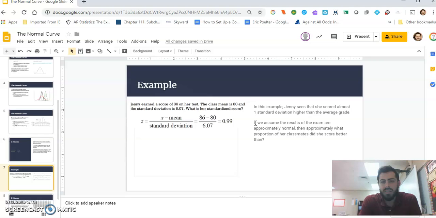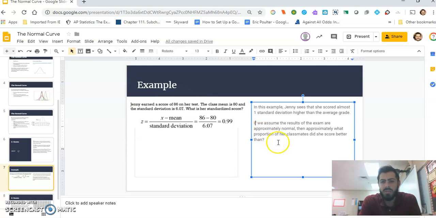That's all well and good, but that doesn't really tell us a whole lot of information. But if we now assume the results are approximately normal, then we can use a bit of calculation to figure out more specifically how much better she did than everybody else. Jenny's a bit of a vain person, so she wants to know exactly how many people she's better than versus how many she's not. So what we can do is take our z-score now. That was fairly easy to calculate.